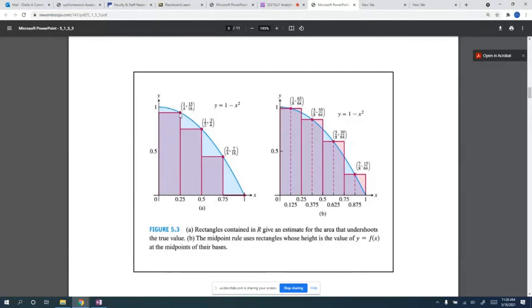Another way you can get your heights is you can take your endpoint value and substitute that into your equation. All right, so we're going to take a look at a couple of examples. We're going to find the area using a left endpoint, and then we'll find the area using a right endpoint.